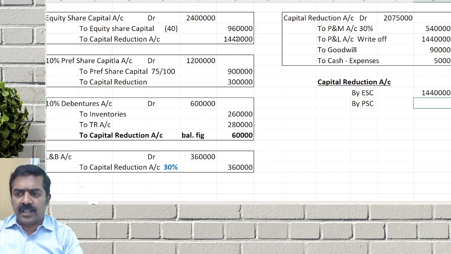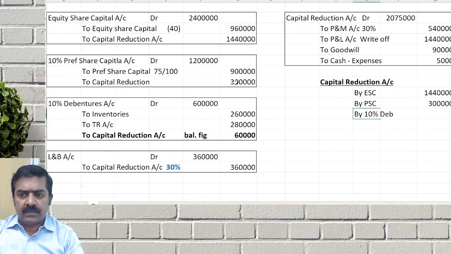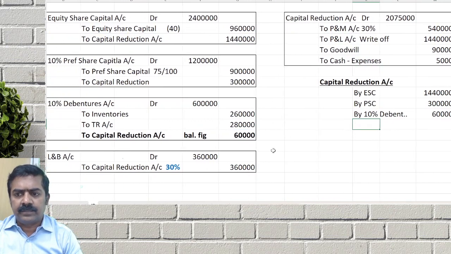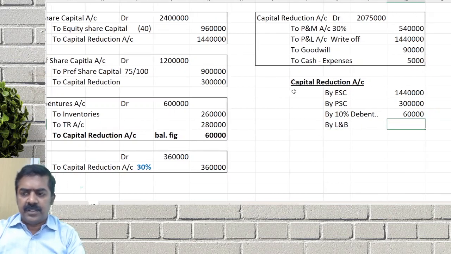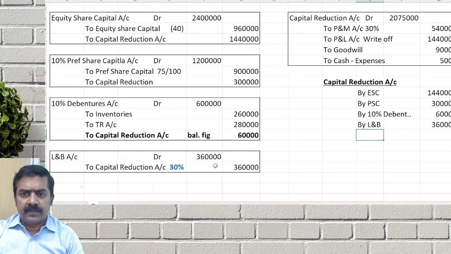By preference share capital, what is amount reduced? 3 lakhs. By debentures, how much? Debentures like 60,000 is there. Then by land and building appreciation, what is the land and building appreciation? 3 lakh 60,000. Then various things. Written off.